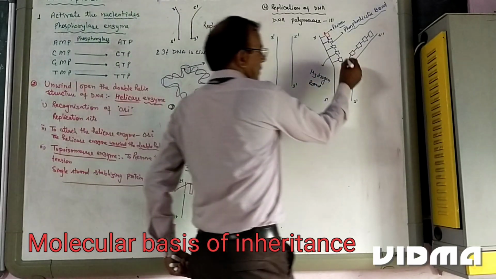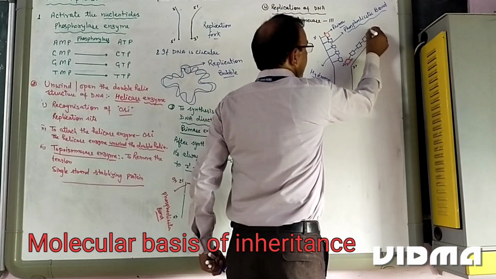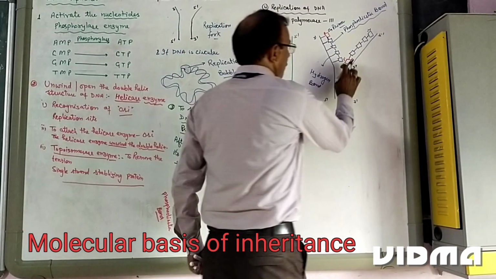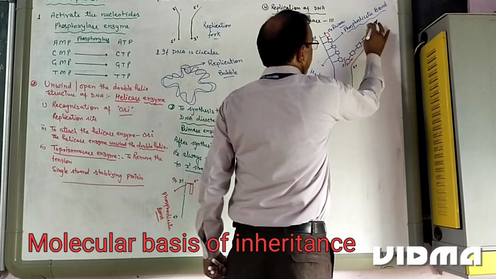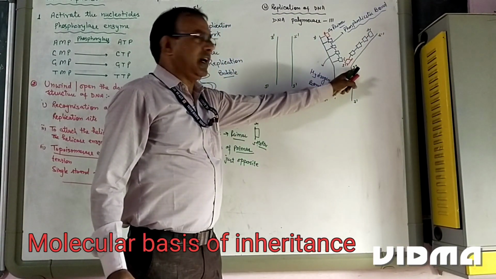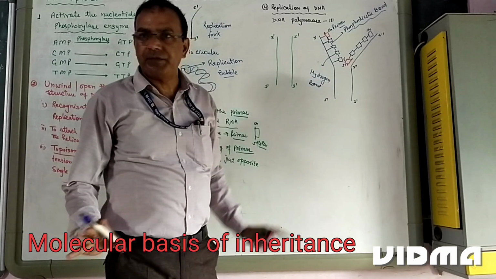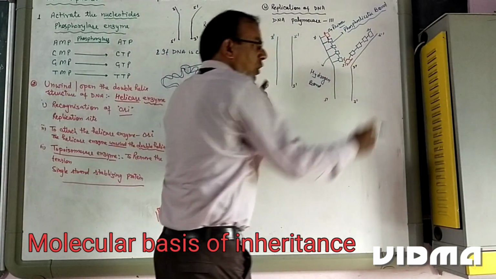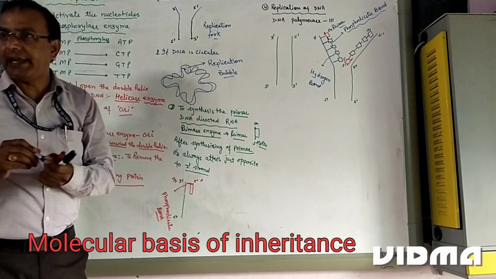And it starts to form 3 prime to 5 prime, just like 5 to 3. Sorry, not 5, it is 5 to 3, because the primer is always attached just opposite the 3 prime. Is that clear? Suppose we open some more part of this DNA double helix.